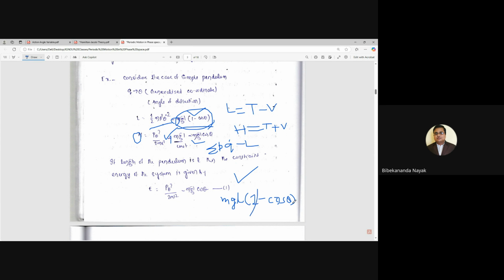The derivative of the first term is 0. The second term is minus mgl cos theta, and the derivative of cos theta is minus sin theta, so we get mgl sin theta. At equilibrium, mgl sin theta is 0. That means sin theta is 0. So theta will be how much? 0, 2 pi, 4 pi, minus 2 pi.